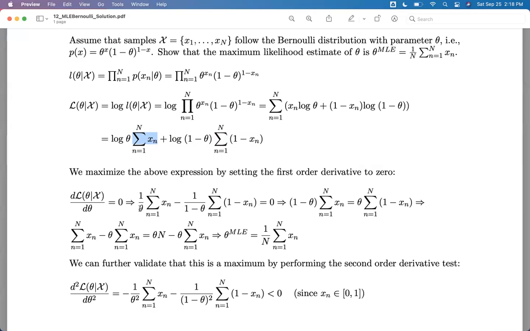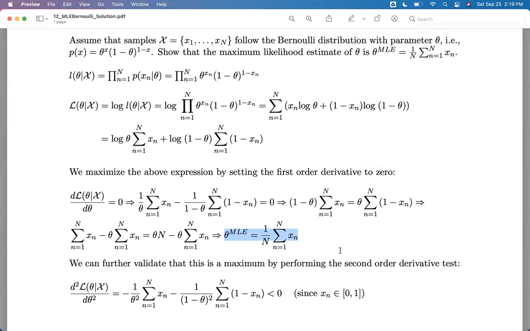Essentially, each xn is either 0 or 1. So after we compute this first order derivative and set it equal to 0, we are going to find, when we solve for theta, that the maximum likelihood estimate of the parameter of the Bernoulli distribution theta is equal to the average of our outcomes. So essentially what this means is that if we have a set of n independent trials, and we have assumed that 6 out of these 10 trials have an outcome theta, then this maximum likelihood estimation of our parameter theta will be 6 out of 10.